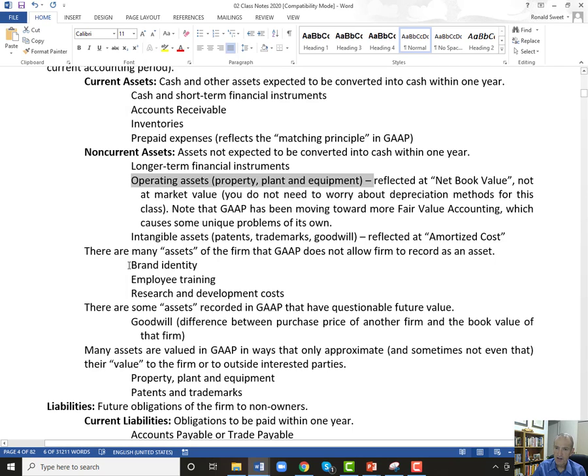The other thing you'll see on your balance sheets is intangible assets. For the most part, we're going to ignore these for our class. But they're pretty important. For some of your firms, goodwill is a huge asset on your balance sheet. Goodwill is a really unusual thing.